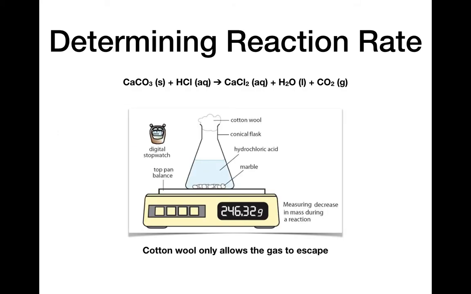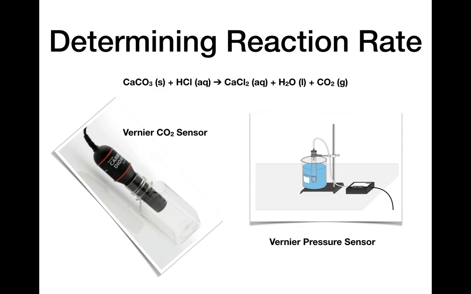On a scale, I can see how the mass changes over time, because if I put cotton wool on the top of my reaction, I'm going to have gas leaving. The CO2 can leave, but nothing else can leave, which means as the mass goes down, I can measure the rate of carbon dioxide loss. So again, with a stopwatch, taking the mass every 10 seconds, it depends on how quickly the reaction is going to happen, that's a measure of the rate of reaction, how much carbon dioxide is being produced per unit time.